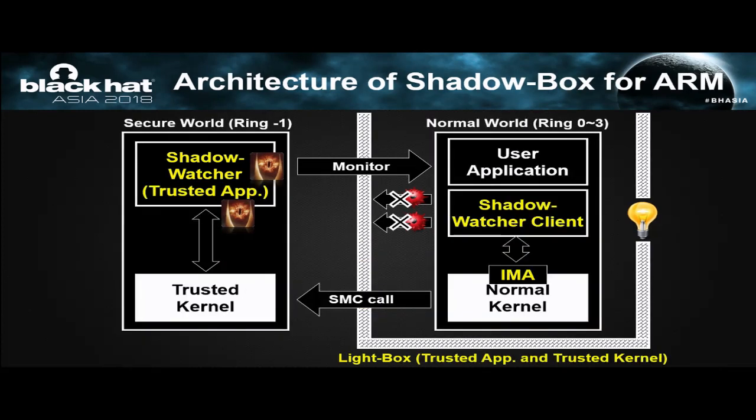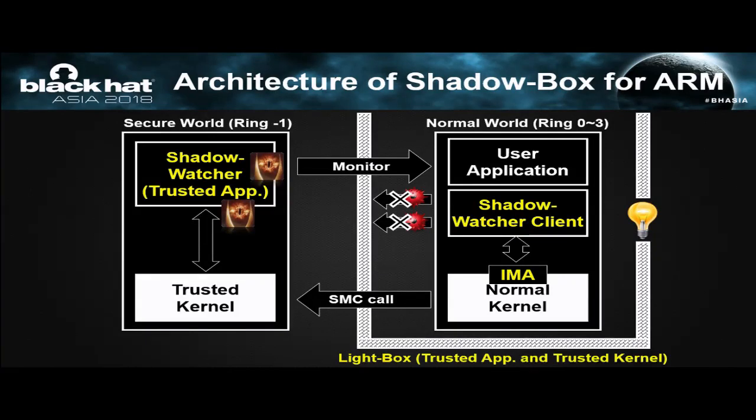This is a detailed architecture of Shadowbox for ARM. Shadowbox for ARM is a little different from x86 because Shadowbox for ARM should follow the architecture of OP-TEE. First, Lightbox is a trusted application in the secure world, and second, Shadow Watcher is also a trusted application, and it just monitors the normal world. We used only the ARM TrustZone feature, so we designed Shadowbox for ARM to check page hashes of the kernel instead of checking the memory permission. This is a simple and intuitive mechanism.